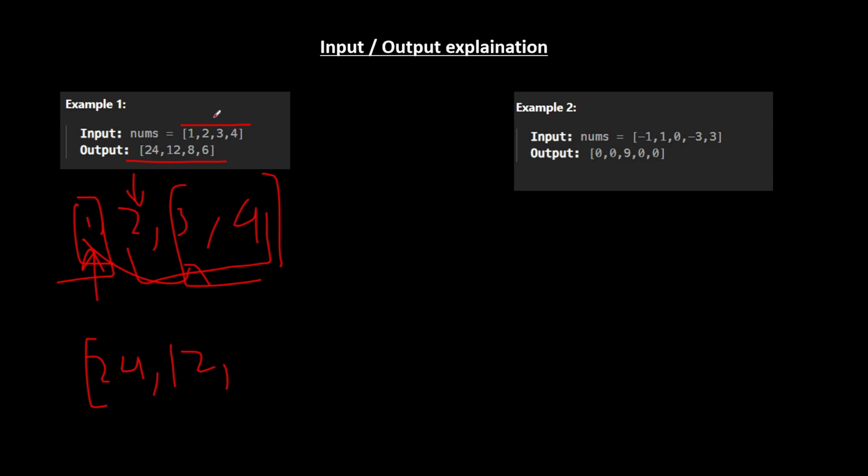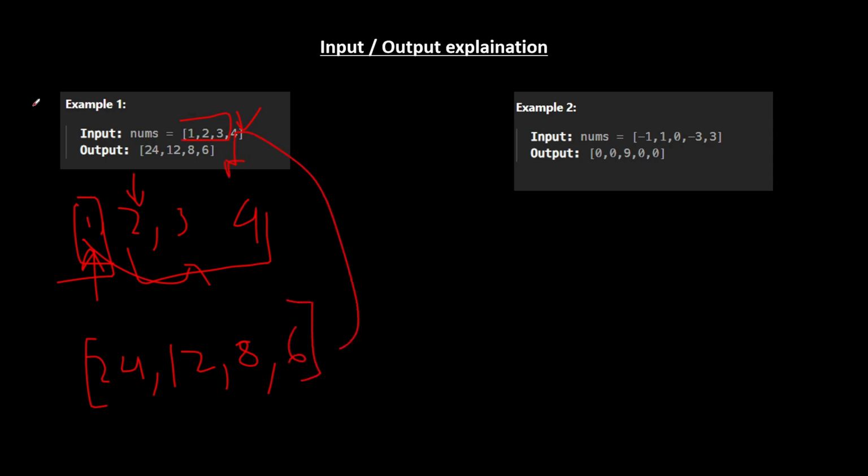Now at the third index, we will multiply this 1 and 2 and this 4 here. So 1 times 2 is 2, and 2 times 4 is 8. So when we are at the third index, we get 8 as the answer. When we are at the last index, 4, we will multiply this complete range, which is 1 times 2 is 2, 2 times 3 is 6. So yes, we got the output. I hope you understand example 1, how we are getting 24, 12, 8 and 6 as the output.